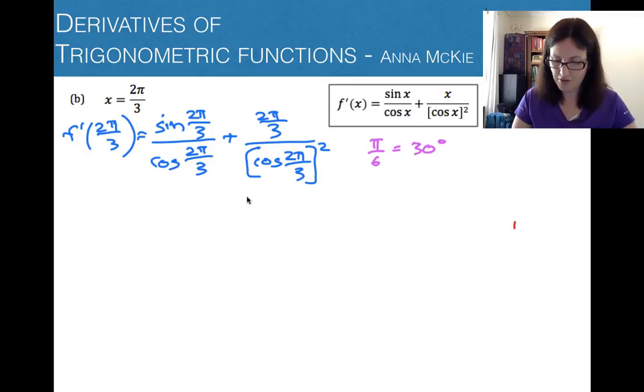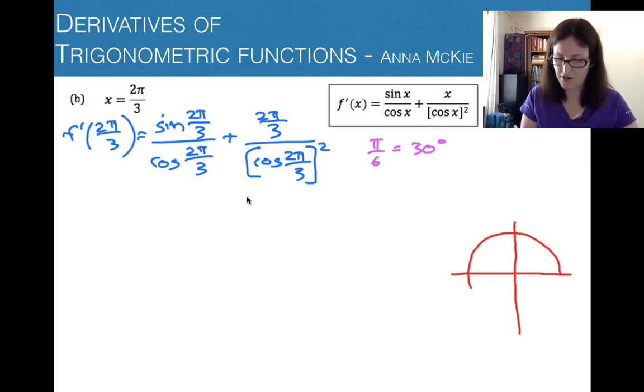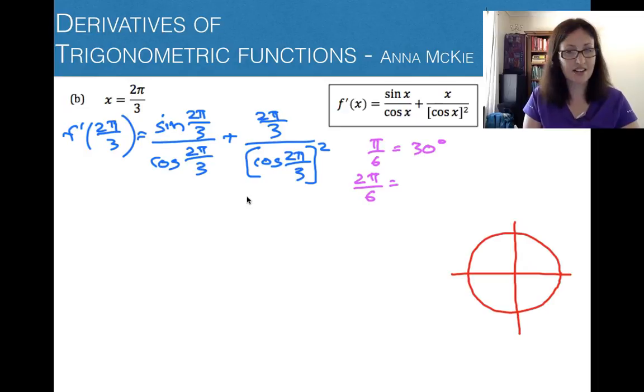Remembering with the unit circle that we've got 0 degrees, then 30, 60, 90, through to 180. Let's work some of those out. The next one, so this is one lot of pi on 6. The next one would be 2 lots of pi on 6, which would simplify down, cancelling out those numbers to pi on 3. That's 60 degrees.